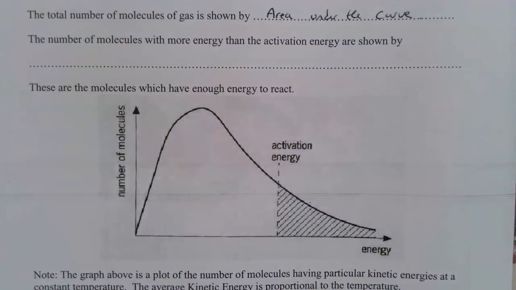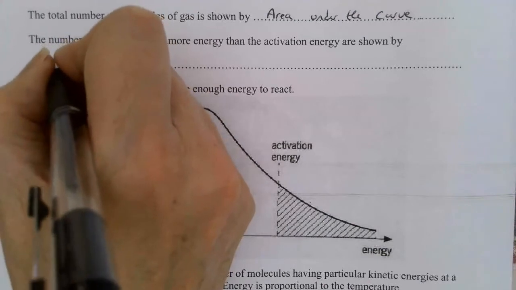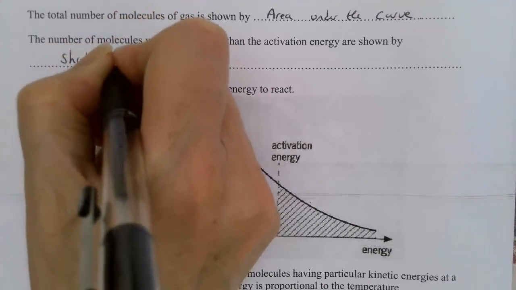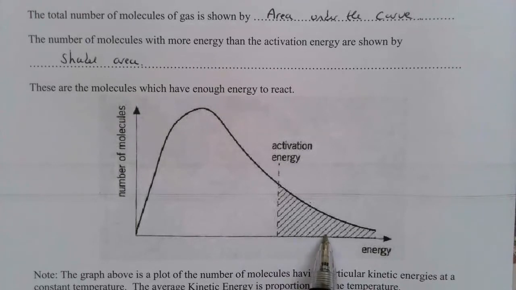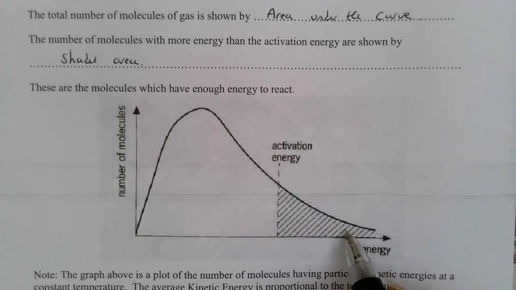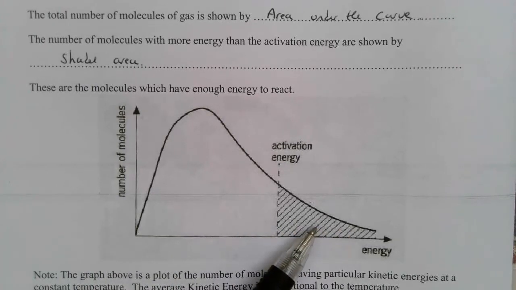The number of molecules with an energy greater than or equal to the activation energy is shown by this shaded area. Or basically the area to the right of the activation energy line. So this part of the graph here. These molecules, doesn't matter how many times they collide with each other, they're not going to react. Only the ones with the correct activation energy will be able to react.